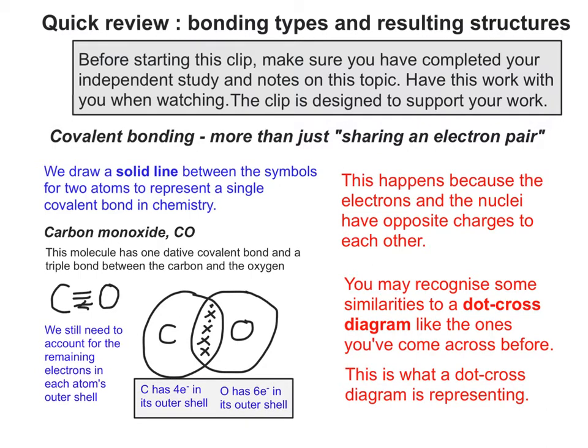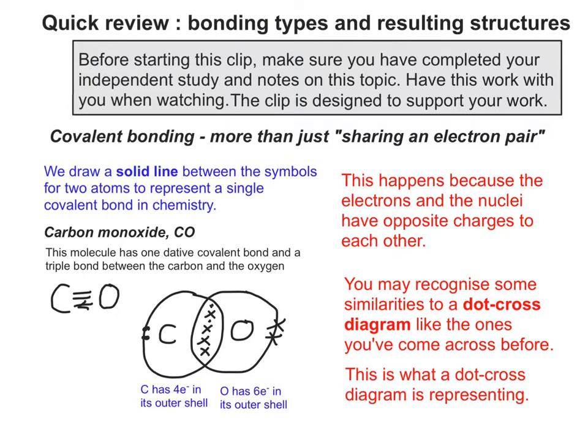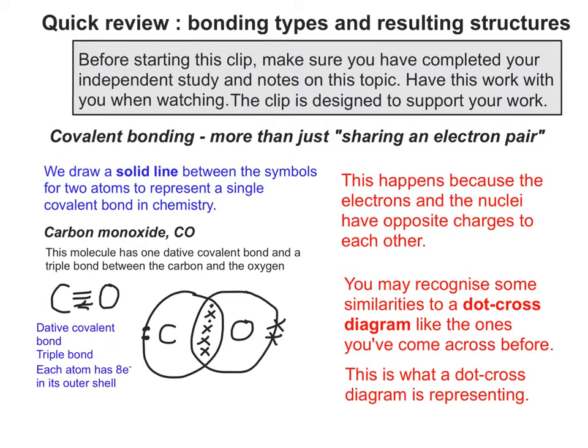So we still need to account for the remaining electrons in each atom's outer shell. So by adding an electron pair to each atom's outer shell, we now complete their octet. We've taken account of the number of electrons that each atom had in its outer shell to start with, and our 3 criteria have been met. There's a dative covalent bond, there's a triple bond, and each atom has 8 electrons in its outer shell.